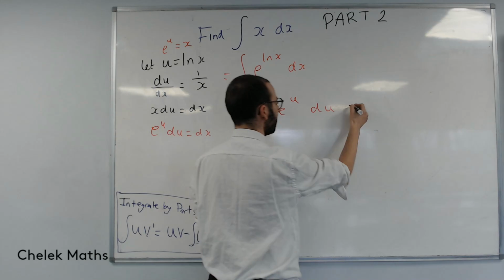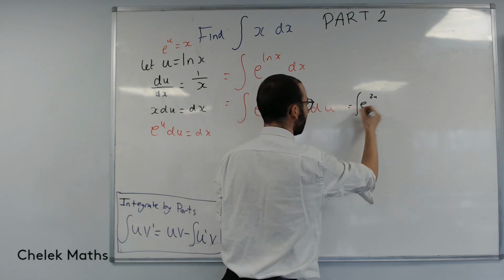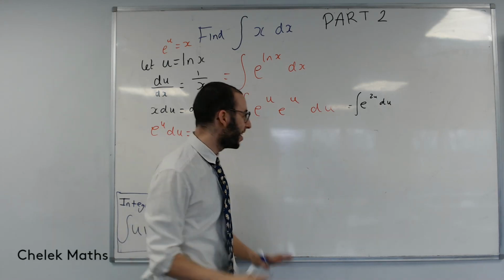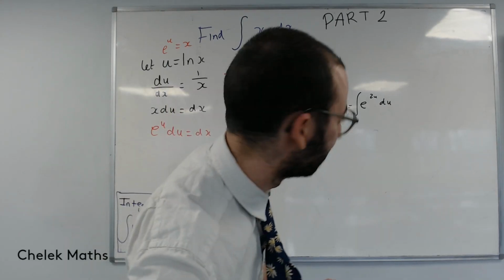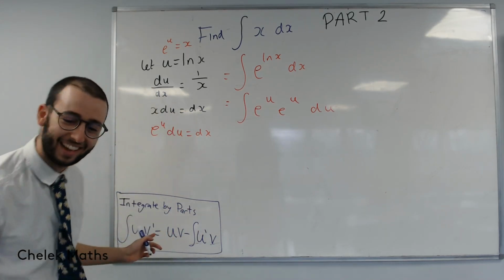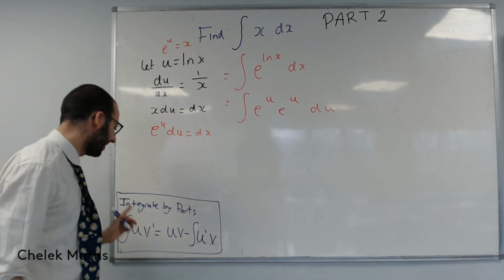And you might be thinking, oh, that's easy. I can just write this as e to the 2u, and I know how to integrate that. No. No easy calculus rules. Integration by parts. That's the only lesson I showed up to clearly, integration by parts.